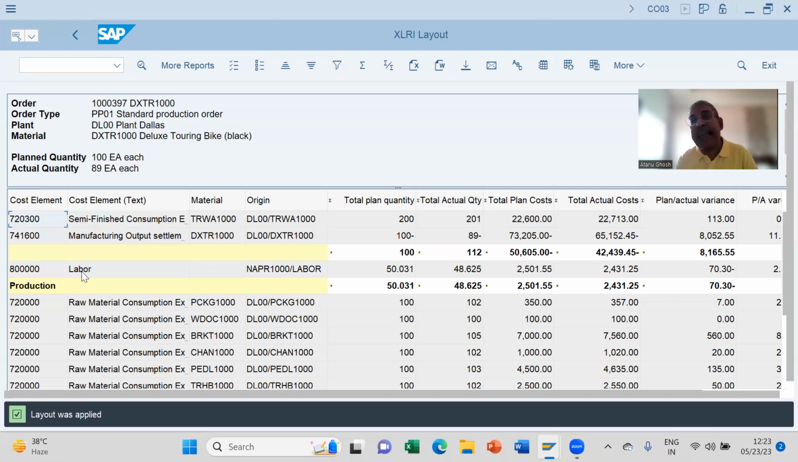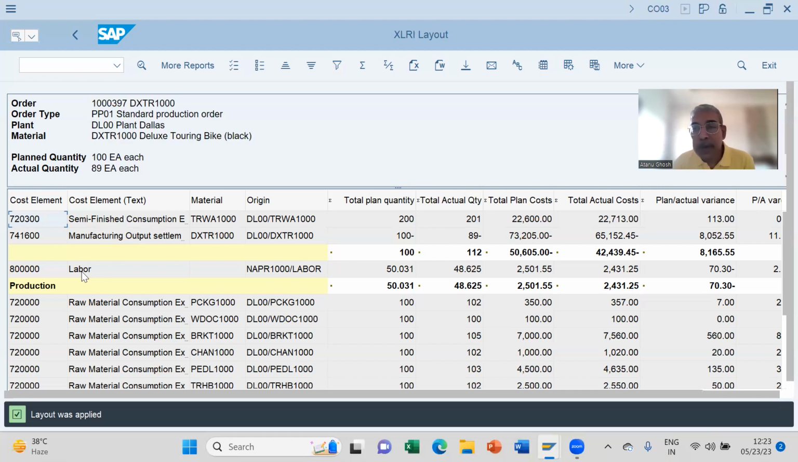Whereas something like labor that is costed in production order is not the real cost. Now you may say, how come you are saying that we're comparing the plan versus actual cost, and we're saying labor cost, which is a part of processing cost, is not a real cost? How is it possible? It's like this.